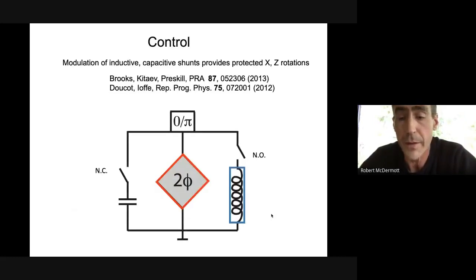Let's talk a little bit about control. So with this type of qubit, the control is going to rely on modulation of capacitive and inductive shunt elements that will allow us to perform rotations in both charge space and in phase space to implement protected X and Z rotations. Okay, so how does this look?